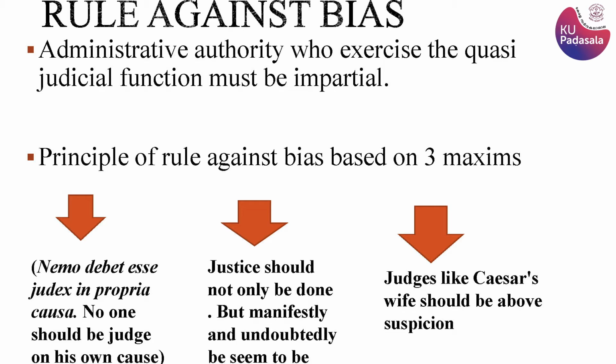First one is nemo debet esse judex in propria causa, which means no one should be judged in his own cause. That means if a judge has any interest in the case which he is going to hear, he should not hear that case because there is a chance of bias. The second is that justice should not only be done, but manifestly and undoubtedly be seen to be done. And the third maxim related to bias is that judges, like Caesar's wife, should be above suspicion. These are the three maxims related to the rule against bias.